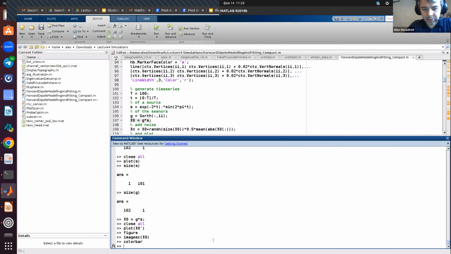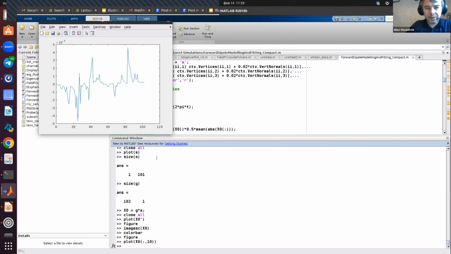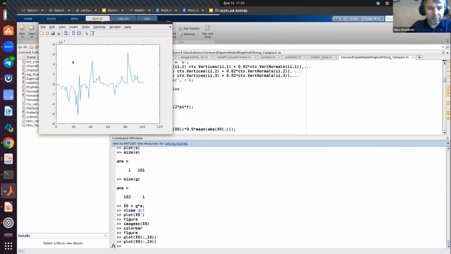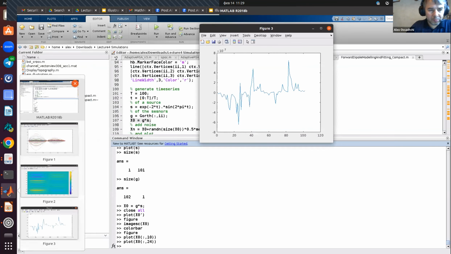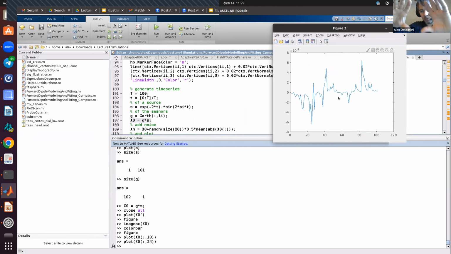Because it's all scale free, if I plot, for instance, x0 at column 10, I will get this. And if I plot x0 at column 24, I will get exactly the same thing. The shape is exactly the same, except that the magnitude may be different, right?